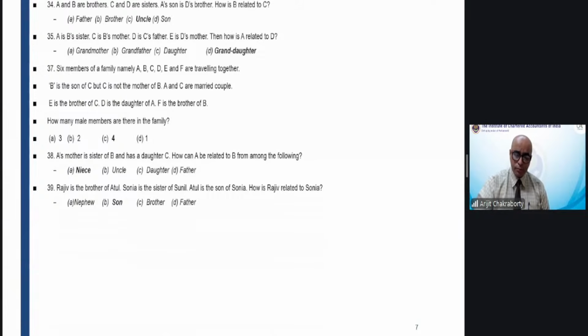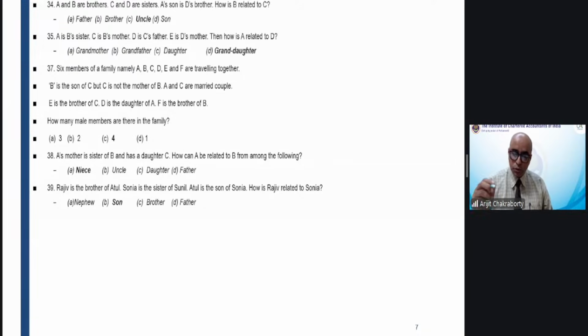The next question, number 38, we are taking A's mother is sister of B and has a daughter C. A's mother, A's mom, is the sister of B. Very good. A's mom is the sister of B and has a daughter C. So the mom has another daughter C, yani C is female. How can A be related to B?